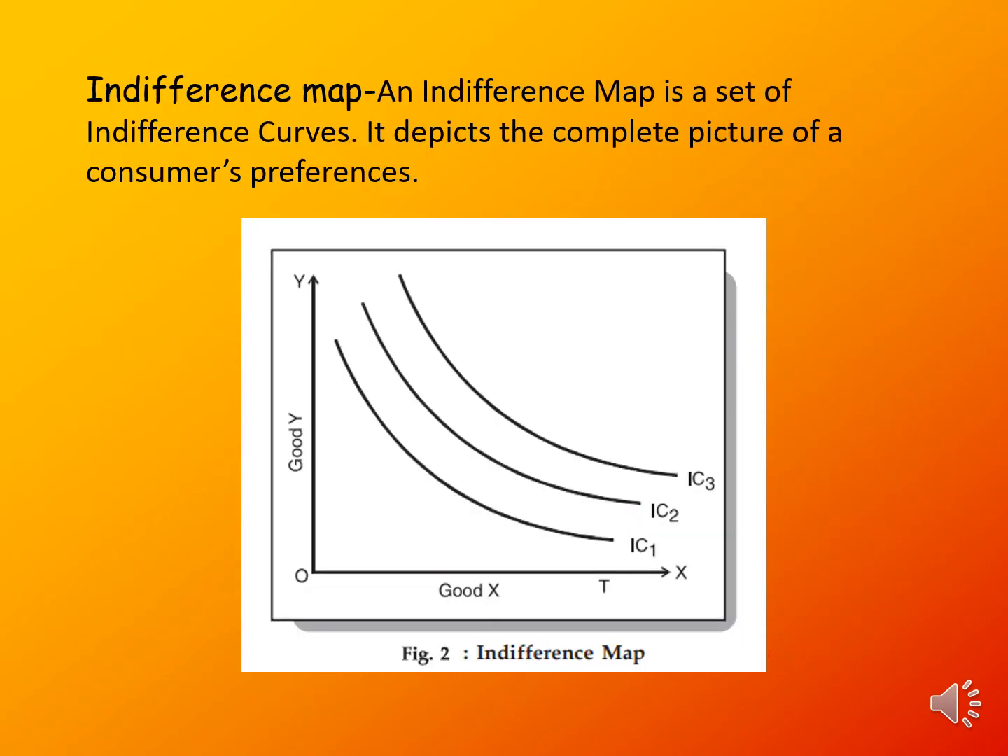Now there is the indifference map. An indifference map is a set of indifference curves. If we are showing more than one indifference curve, or taking more than one indifference curve, then we can term that set an indifference map. So this is a graphical representation of an indifference map.